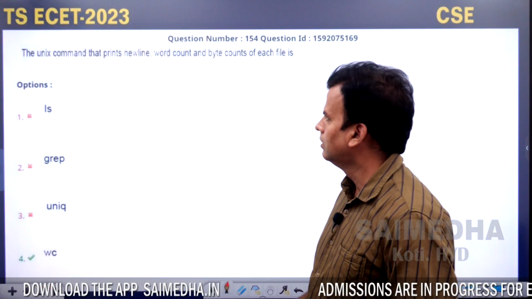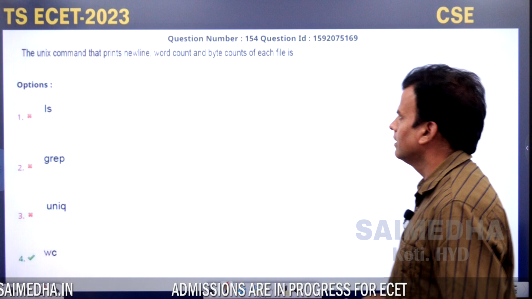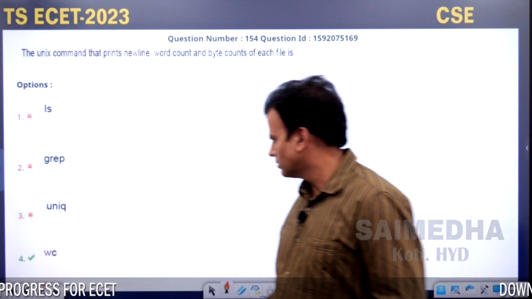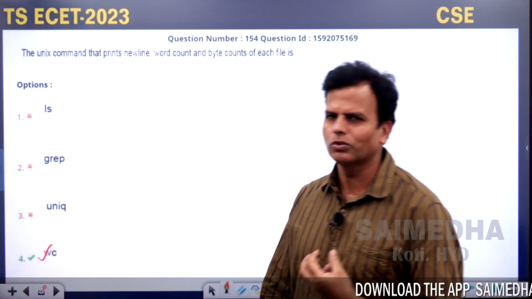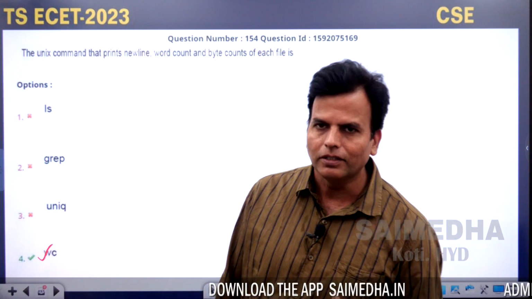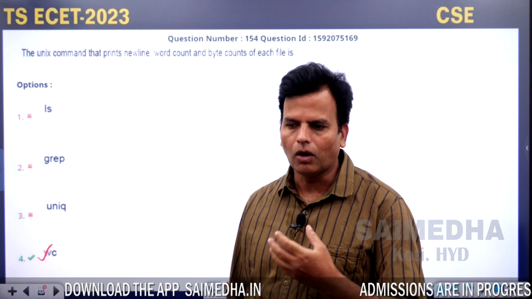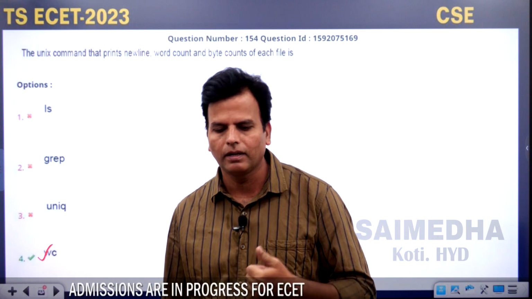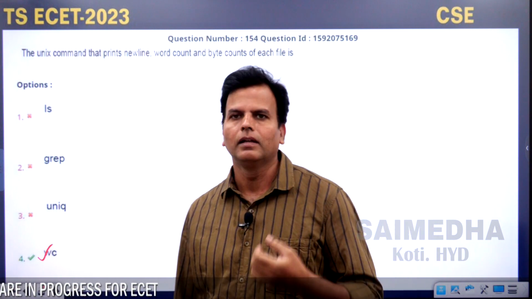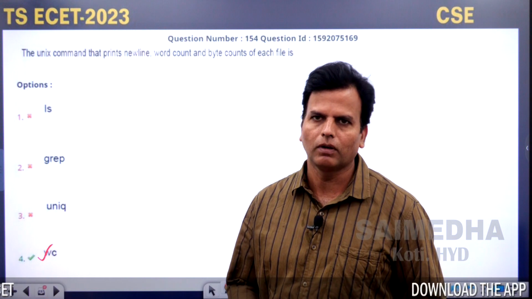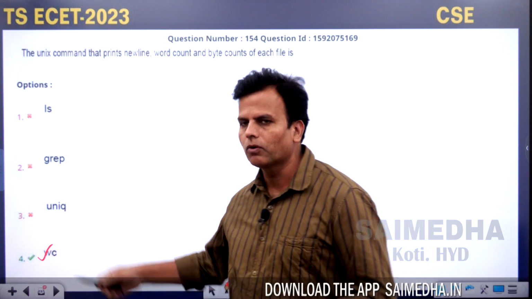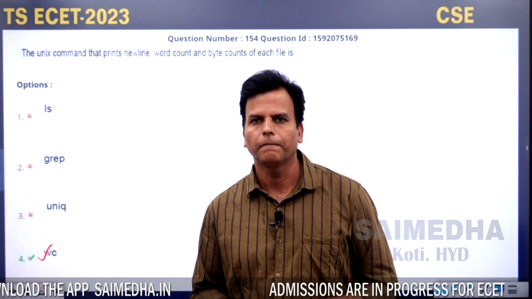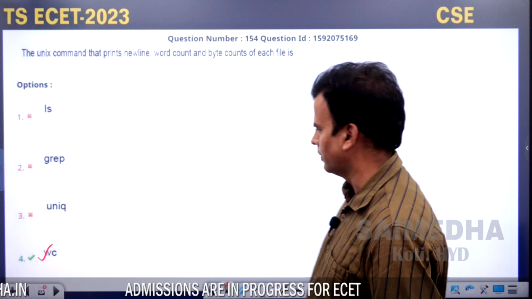Now let's see this question. The Unix command that prints new line, word count and byte count of each file is what? We know the answer is wc. Why? Because wc is a command in Unix which tells you how large a text file is. It counts the number of lines in a text file, the number of characters, number of words, and number of bytes a particular file has. So wc is the command which tells all these things. Okay, fine. Now let's go for the next one.